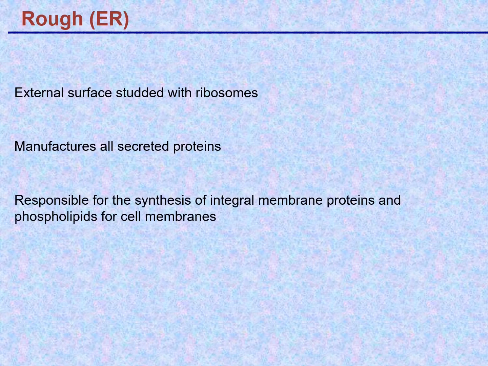Rough endoplasmic reticulum is studded with ribosomes bound to the membrane. It manufactures proteins that will either be embedded in the surface membrane or secreted to the outside. So either proteins that are going to be secreted or proteins that will form integral membranes, and it's also forming the phospholipid for the cell membrane, and you'll see how that works.